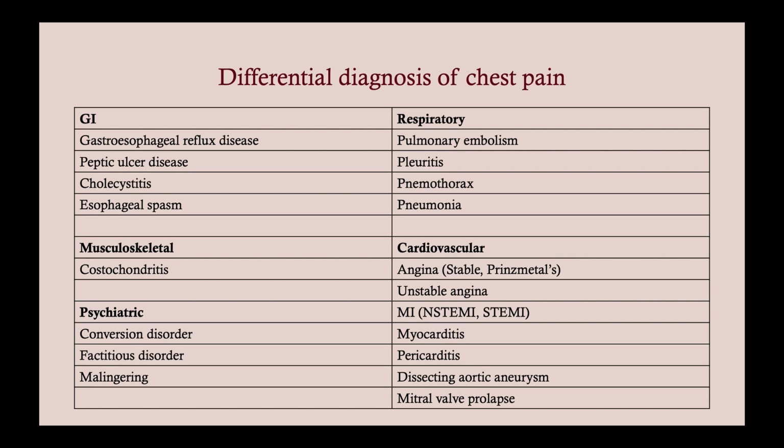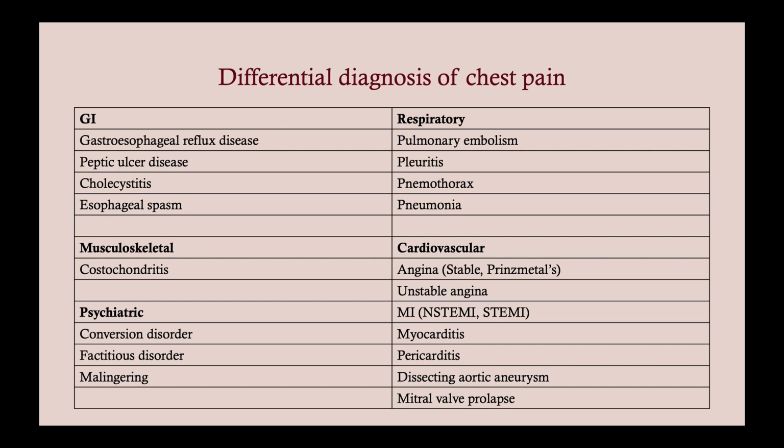As you can see, it's very big, and I'm sure there's other things that could have been included here, but these are the most common and the most common to come up on the test. You can see there's GI causes, there's musculoskeletal causes, there's respiratory pulmonary causes, and certainly there's cardiovascular causes. There's also psychiatric causes. So we're not going to talk about these. I do talk about them in my psychiatry videos.